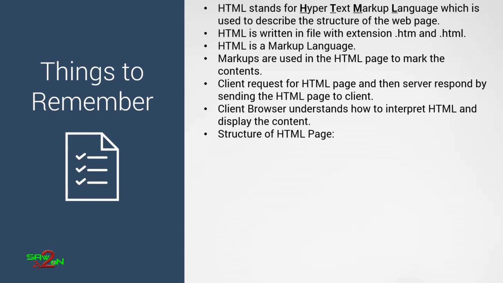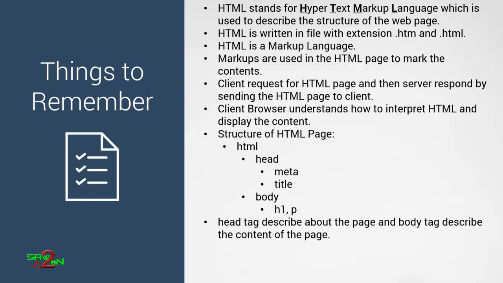Then we have talked about the structure of the HTML page. HTML, then you have a head, then you have a meta tag inside the head, and then you have a title tag describing the title of your page. Then you have your body, where all the tags that you write inside the body are displayed onto the web page content. Then you write h1 for writing the heading and p for paragraph.